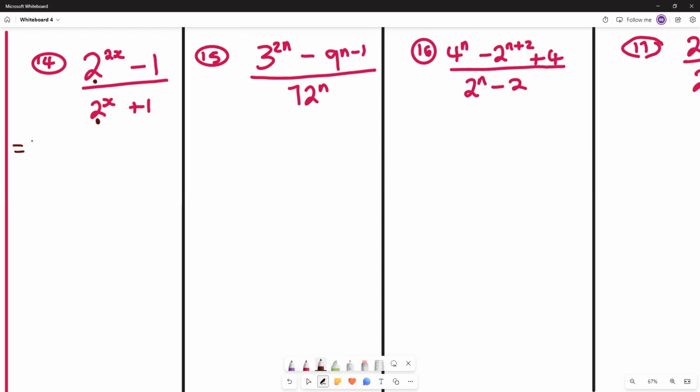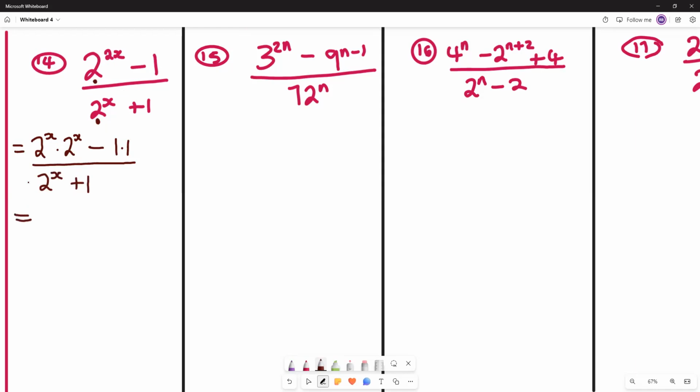Which means you can do this then. You can say 2 to the power x dot 2 to the power x. You see it? Then minus. Oh, I see that this is a perfect square actually. So it's going to be 1 times 1, because 1 times 1 will still give you 1. This and that will give you that. Then at the bottom, there's nothing you can do. You leave it like that.